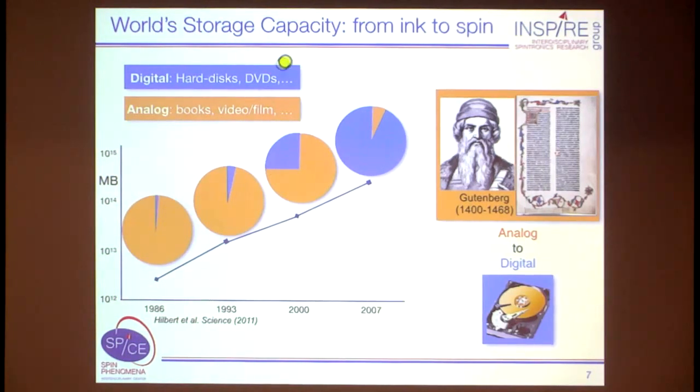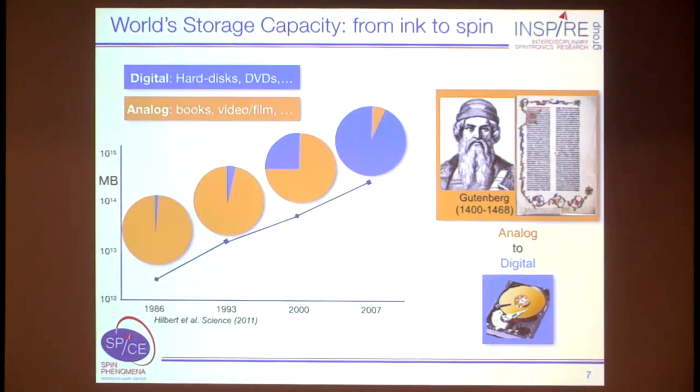This is the revolution from ink to spin. So from analog, which is books, videos, and I'm contractually obliged to tell you that the first analog is the Gutenberg Bible, since I'm from Mainz, that's where Gutenberg was. And then we go to digital, to the point that now almost everything is digital, zeros and ones, in terms of the information that we have, in percentages.